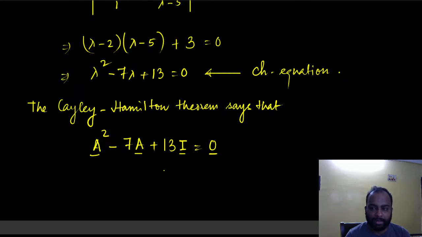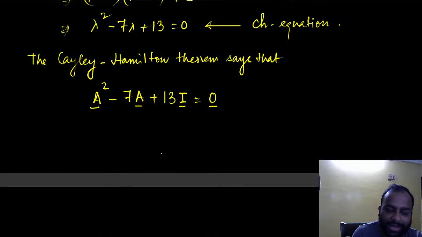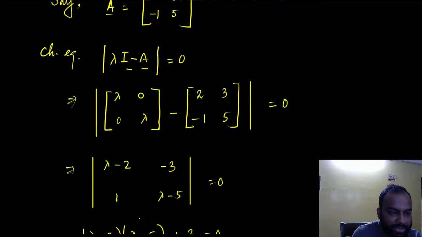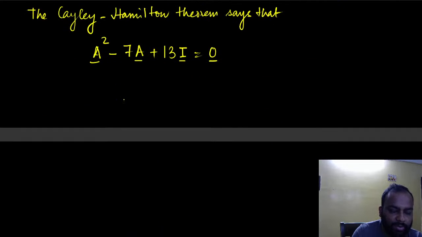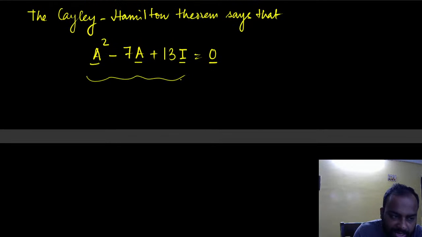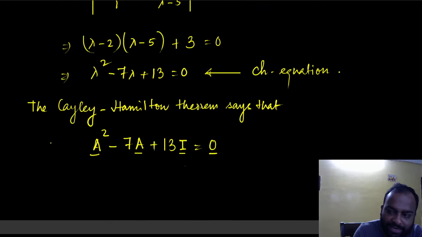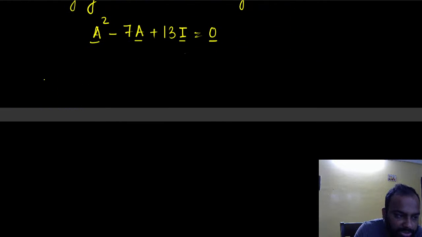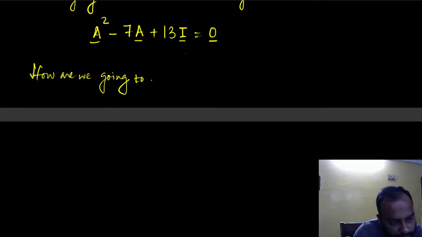Now it has an important implication. The important implication is, what if I ask you to calculate a square? So I give you a square matrix. Now how are we going to use this Cayley-Hamilton theorem? So we understand this, right? In the characteristic equation, I can put the matrix itself and get this back. Now how are you going to use this really?